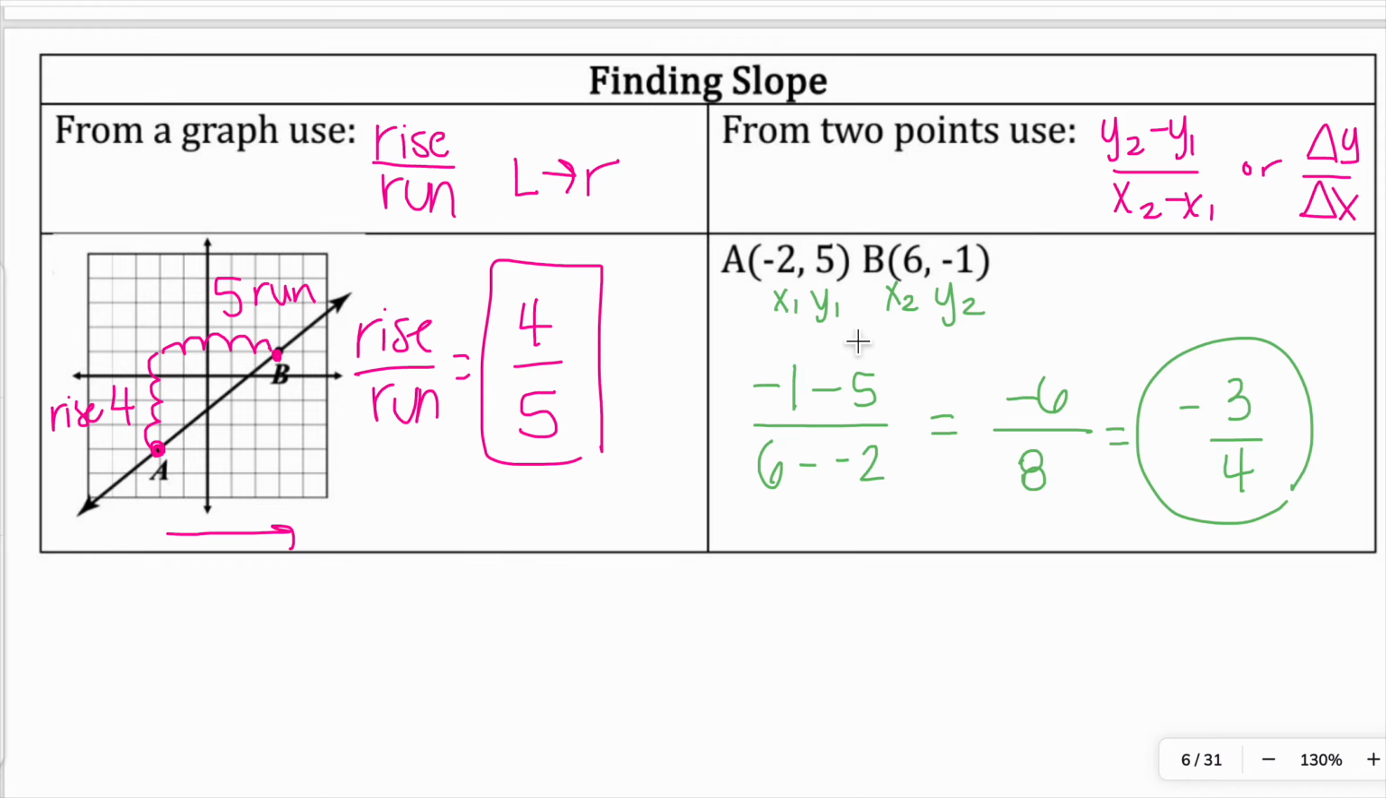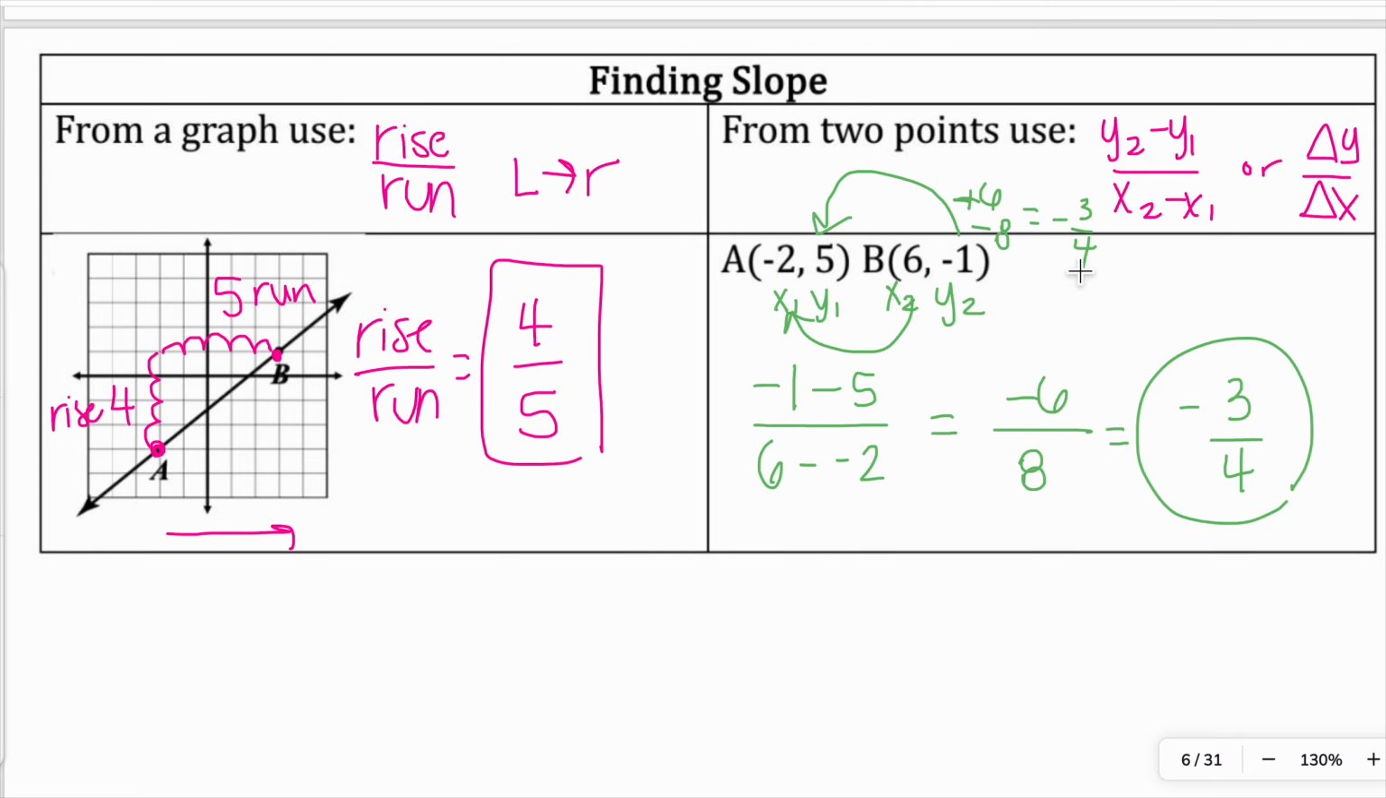You can also look at your changes in y's. How did negative 1 jump to 5? It jumped up by positive 6. And how did 6 change to negative 2? It went down by negative 8. So you get a positive 6 and a negative 8, which would still make your whole entire thing negative.